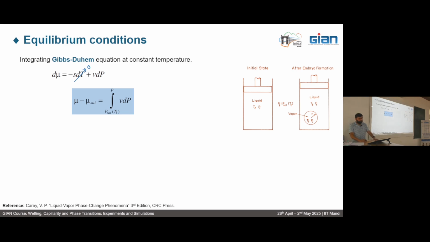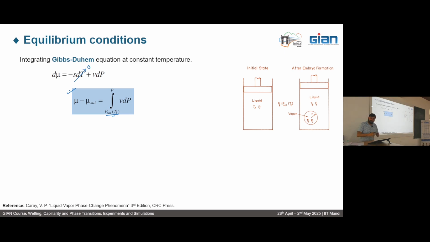V dP. Now integrating this equation between the saturation point Psat and any arbitrary point, let's suppose this point to be P, it would give us this expression, which is mu minus mu sat is equal to the integral from P saturation at temperature TL to the arbitrary pressure P of V dP.